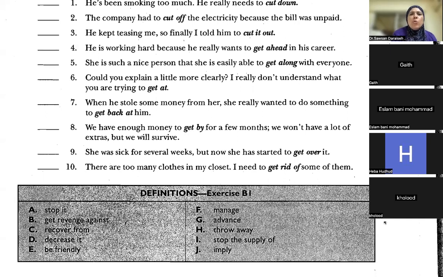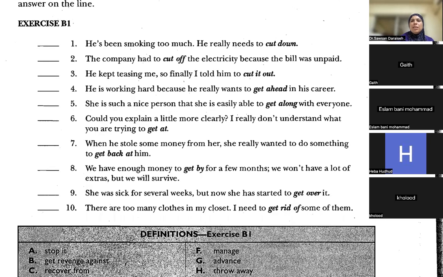So you will tell him to cut it out. Cut it out means stop it. Don't continue with your annoying ways, okay? That's what it means, all right? So what does that mean that you will ask him to cut it out? To stop. Yeah, stop it. Because even look at the other meanings. Do they work? Manage, advance, throw away, stop the supply, imply, get revenge against, recover from, decrease it, be friendly. No, none of them are suitable. So the only suitable one is that I told him to cut it out, and it means to stop it.